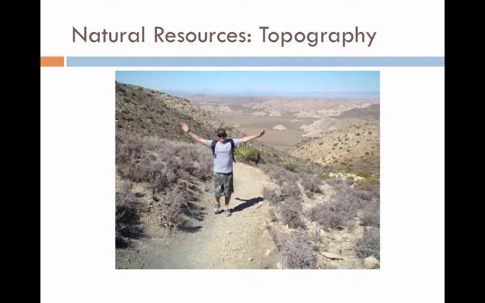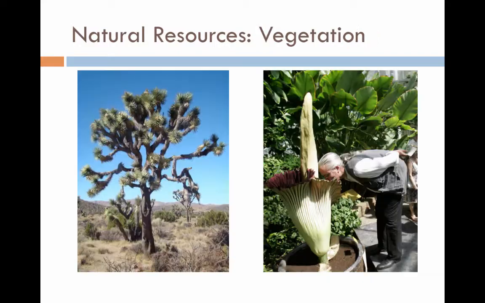Topography is also another natural resource that is a great tourist attraction. This is in Joshua Tree National Park, halfway up Ryan's Mountain. Really interesting topography that draws people to that particular national park all the time.